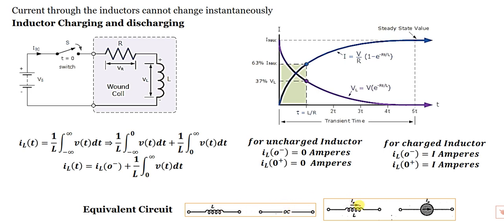Suppose initially some current I is flowing in the inductor. That current cannot immediately become 0. So just after switching, the inductor also acts as a current source, carrying the current that is already flowing in the inductor, not a new current.